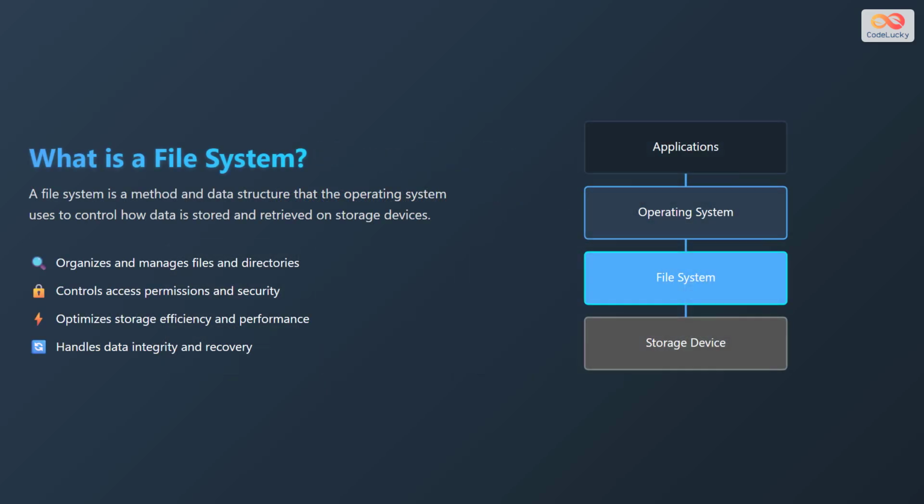Let's start with the basics. What exactly is a file system? A file system is a method and data structure that the operating system uses to control how data is stored and retrieved on storage devices. It is responsible for organizing and managing files and directories, controlling access permissions and security, optimizing storage efficiency and performance, and also handling data integrity and recovery.